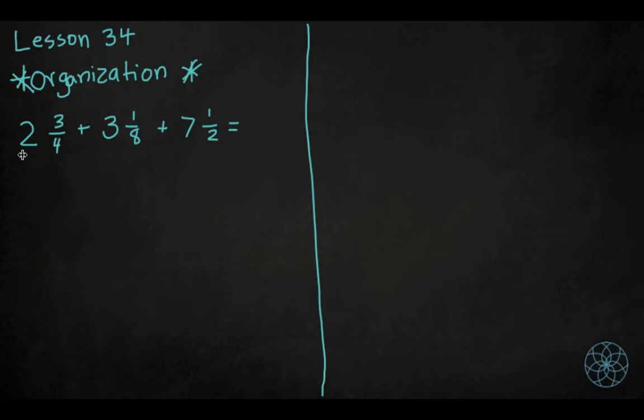Organization. If you stay organized, this should be pretty easy. Let's say that you have a problem like this: 2 3/4 plus 3 1/8 plus 7 1/2. So not a completely complicated problem. All you would do is first add the whole numbers. 2 plus 3 plus 7 is 12. And then you would add the fractions, which we need to convert to a common denominator.